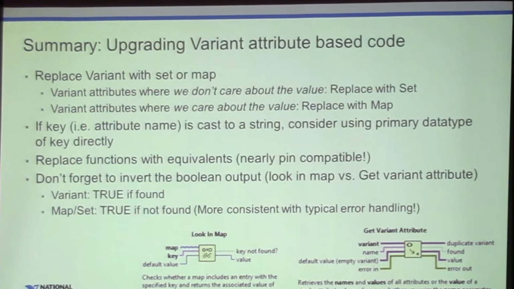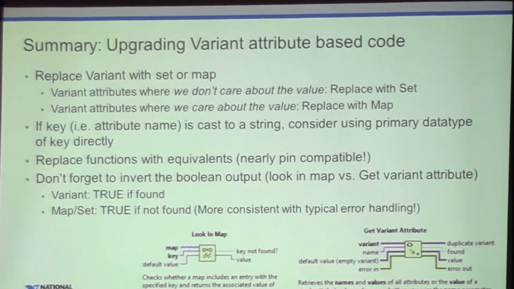But now we have two. We only had variant attributes, but now we have sets or maps. You have to make a decision. If we have variant attributes where you don't care about the value, and I showed already some examples, replace them with a set. If we care about the value, we replace them with a map. If the key, that means the attribute name, is cast to a string, consider using the primary data type of the key directly, and we can now use anything we want.